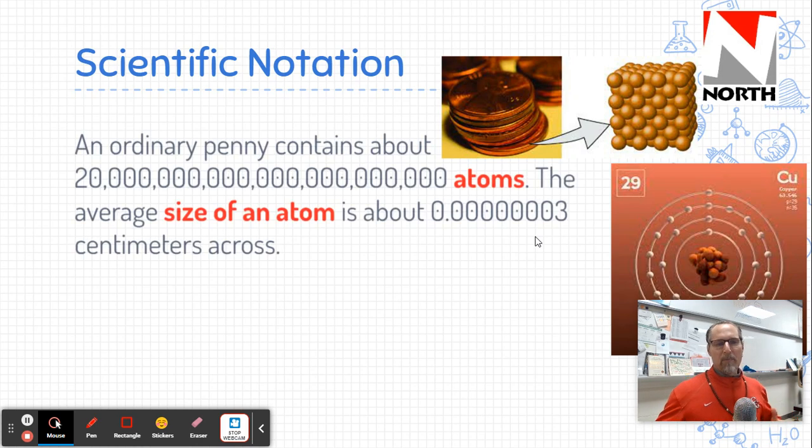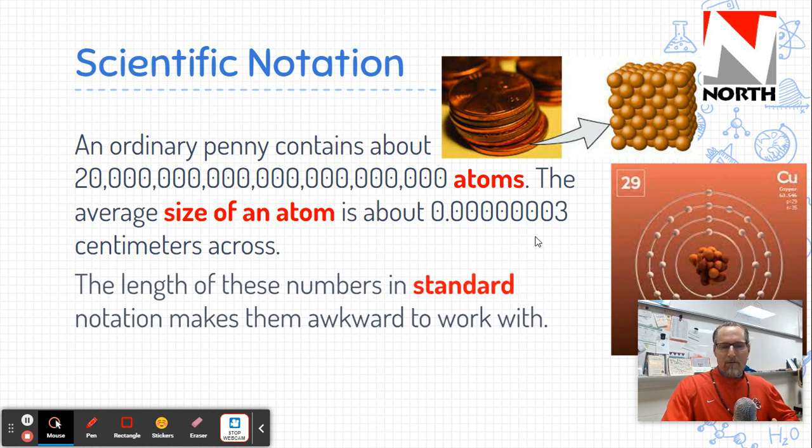So, for example, when we talked about atoms, we did learn that atoms are extremely small. An ordinary penny is made up of a lot of atoms, but the size of those atoms is very, very small. So we have a very large number of atoms, and those atoms are very, very small. And so it could be helpful for us to take a look at those numbers in scientific notation.